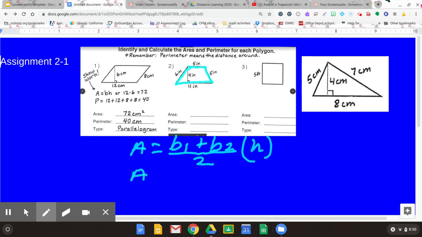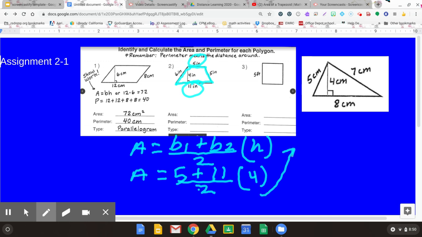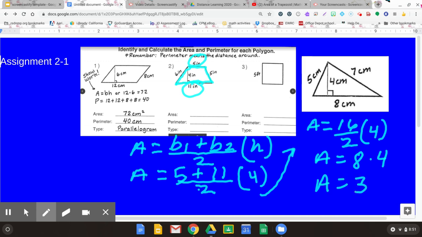So in problem number 2, my base 1 is 5, and base 2 is 11. Okay, so there's 5 inches and 11 inches. I would divide that by 2, and I'm going to multiply that by the height, which is 4. So then I'm going to continue my work up here. I have area equals 16 divided by 2 times 4. So my area equals 8 times 4. My area is 32 inches squared.